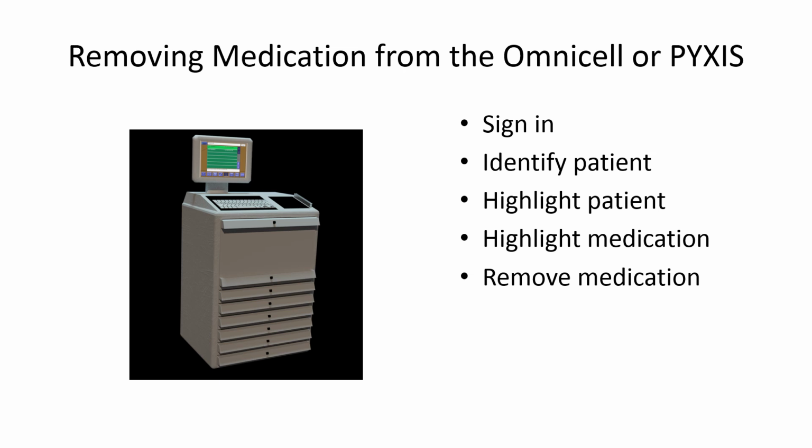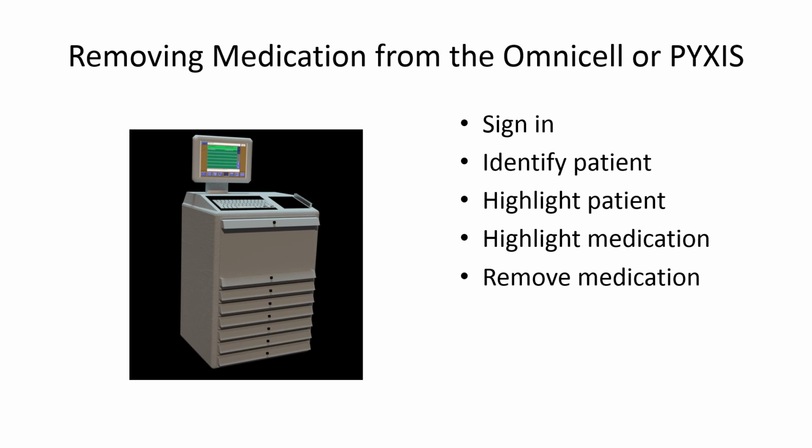Next, you will get the medication out of the Omnicell or Pyxis. You will sign into the Omnicell or Pyxis using your username and password. You will then locate the patient by name and highlight that information to gain access to the patient's medication administration record, or MAR. Once you have gained access to the MAR, you will then highlight the medication to be administered. Click on the medication name to remove it. The appropriate drawer or bin will open, and you will retrieve the medication.